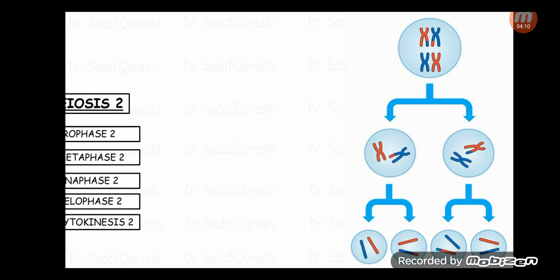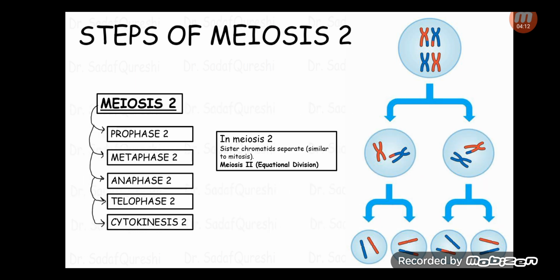After meiosis 1 starts meiosis 2. And as we know, meiosis 2 also has 5 phases: prophase 2, metaphase 2, anaphase 2, telophase 2, and cytokinesis 2. In meiosis 2, sister chromatids separate, similar to mitosis, and meiosis 2 is also called equational division.